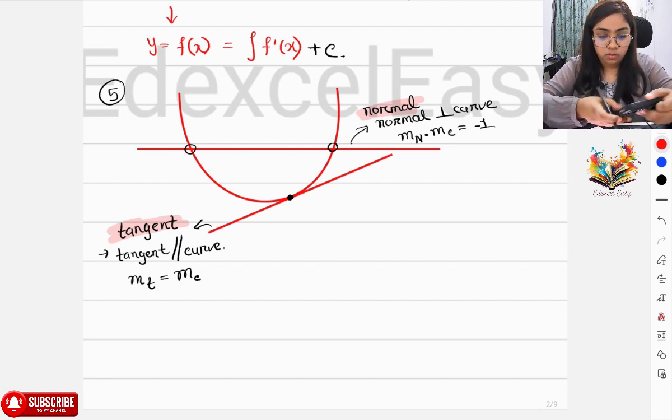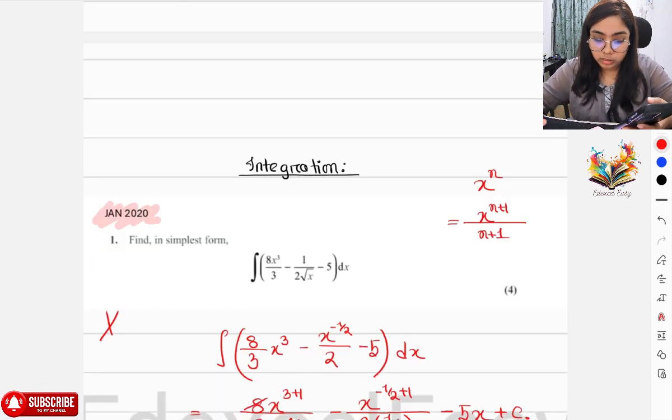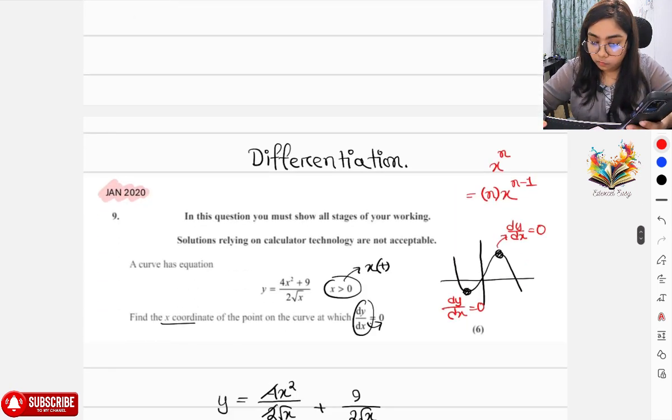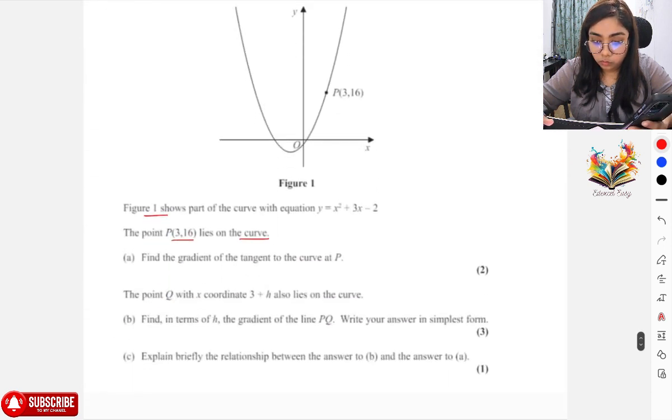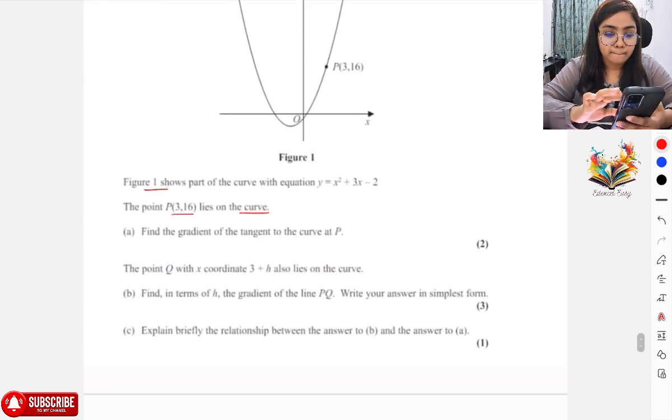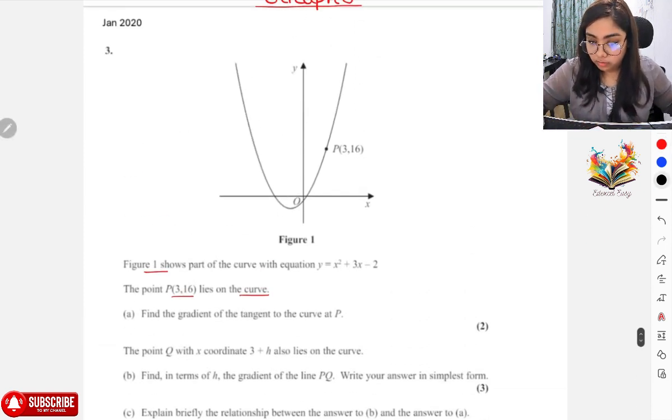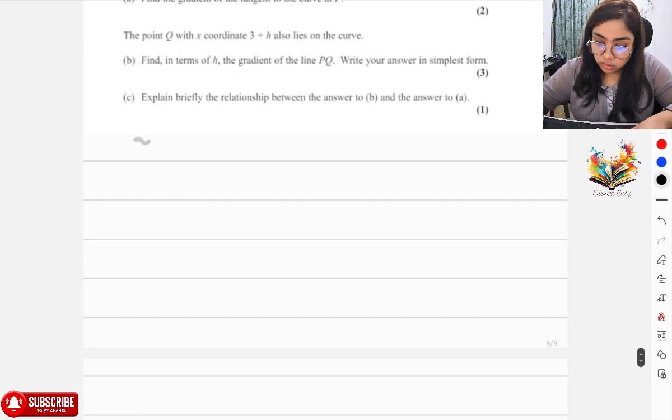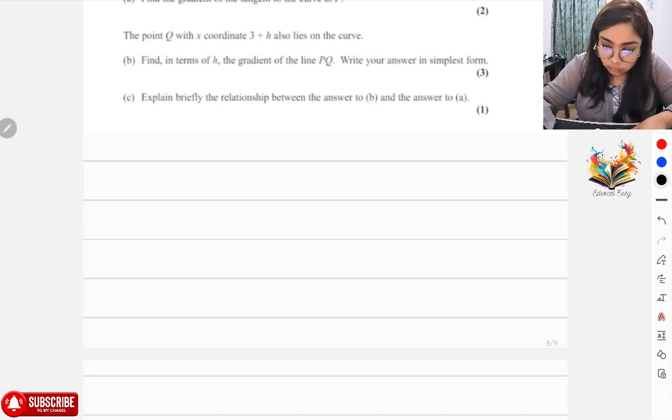Okay, now we'll move on to this question, where we need to find the gradient of the tangent. Right, as we were over here. Now they have given you an equation for the curve, and they want us to find the gradient of the tangent. I will start with the equation for the curve, and extract the gradient of the tangent from it.